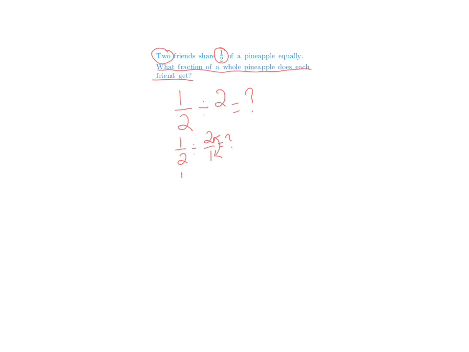That means I turn my numerator into my denominator and my denominator into my numerator. So then I'm going to have 1/2 times 1/2, and then we multiply straight across. So I have 1 times 1 to get 1, 2 times 2 to get 4. So in this case, each friend gets 1/4 of the pineapple.